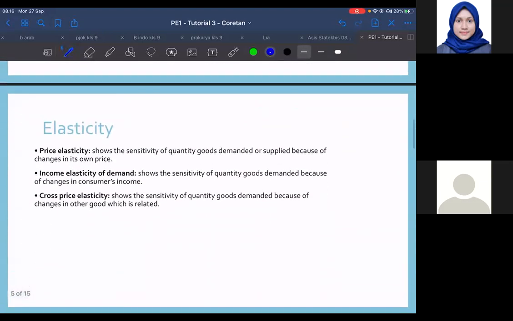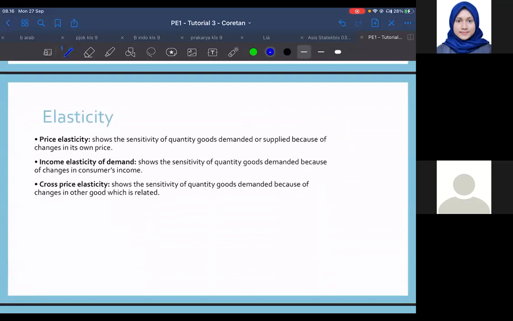Okay. Next, this is the kind of elasticity. The first is the price elasticity. For the price elasticity, what I would like to talk to you is elasticity is basically the same as sensitivity. So before, if the price of one good increases, it will impact the quantity demanded of that goods to be decreased. If the price of a good goes up, the quantity demanded will surely go down. That is the law of the demand.